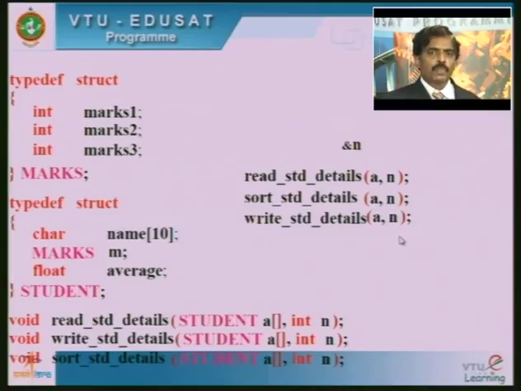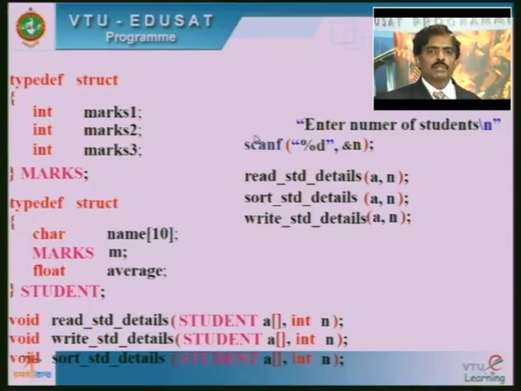Okay, now we have to read the value for n. So ampersand n. N is of type what? Integer. So we use the format specifier %d, and here we write scanf. Normally before scanf, what do we write? Printf. So I write printf, enter the number of students. Now look here and tell me what are all the variables we are using? N and a. Here n is of type what?